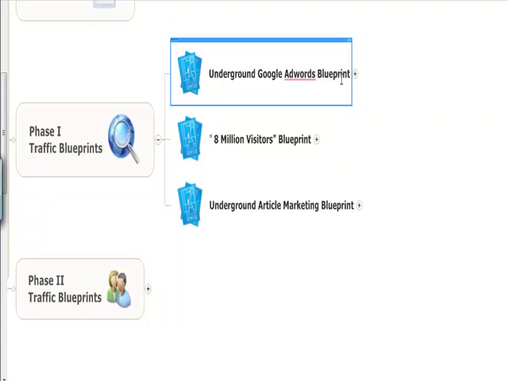Next, we're going to take a look at our 8 million visitors secret blueprint, and this is a very strong system coming up. The blueprint that you'll see next allows you to leverage free traffic as well. And this is truly free traffic. There's some minor things you need to set up, but once you get it set up, it's an avalanche of new visitors, and you'll be able to use that in pretty much any niche that you choose.